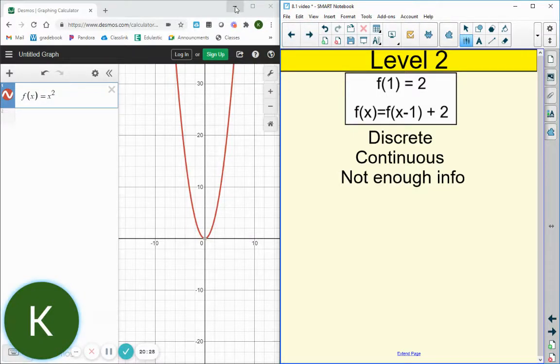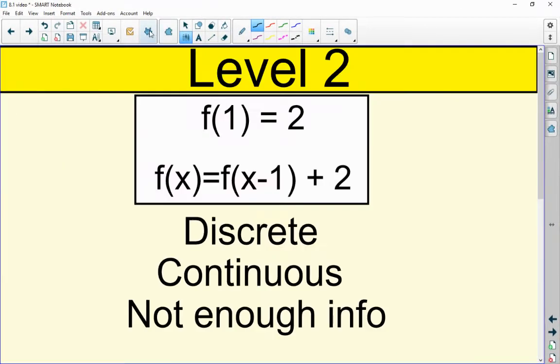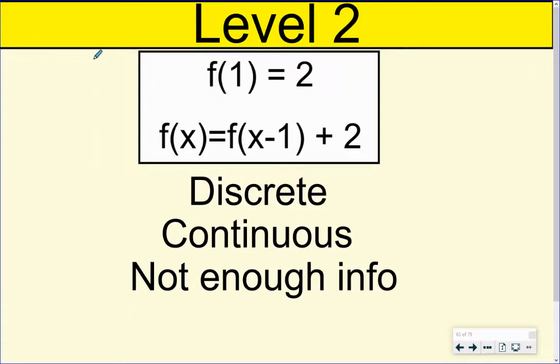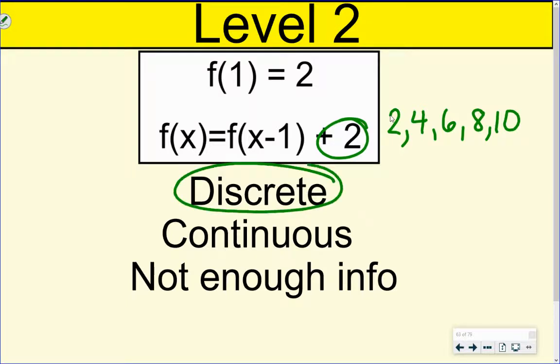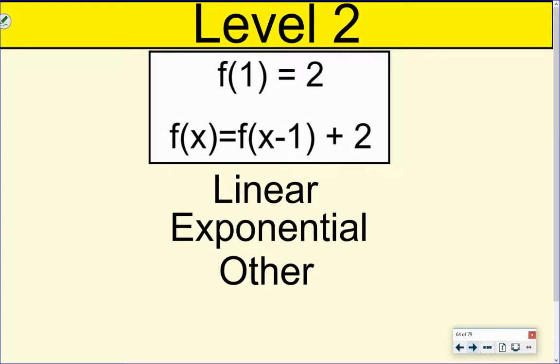Okay, now I'm going to get rid of this and make it big again. We don't need our calculator anymore because hopefully you recognize that this is a recursive function. Remember, this is telling me it's a sequence. I know that my first term is 2, and then it tells me I'm adding 2. So I've got 4, and then 6, and then 8, and then 10. Hey, that is a sequence. Those are just individual numbers. That is discrete.